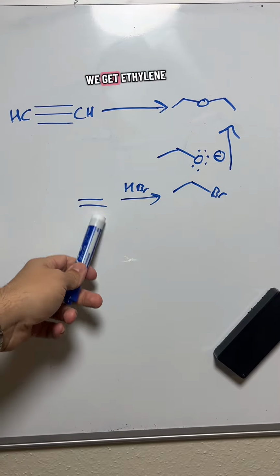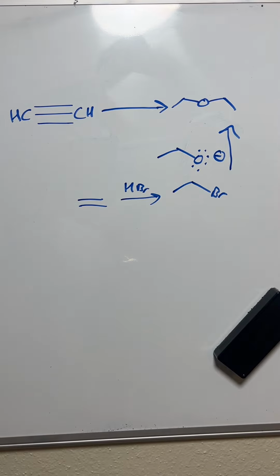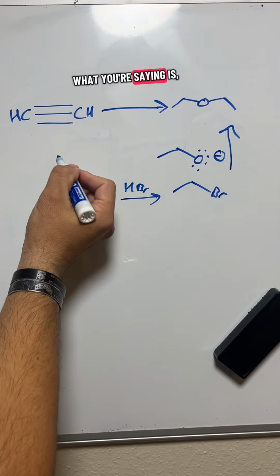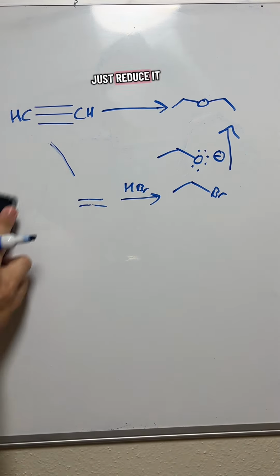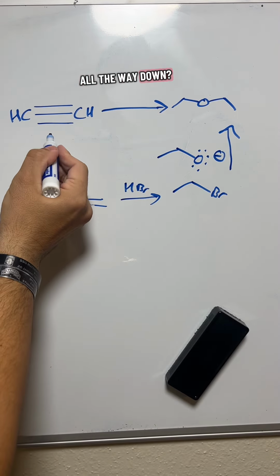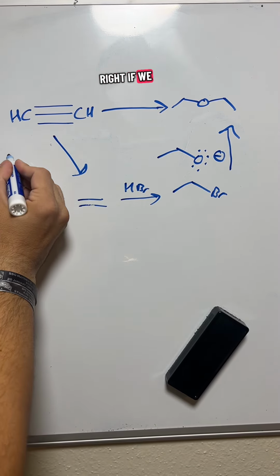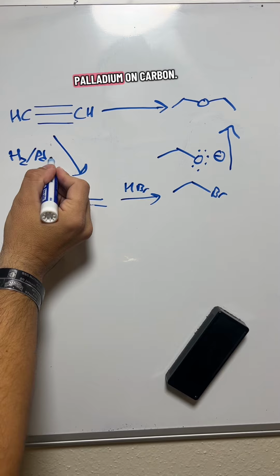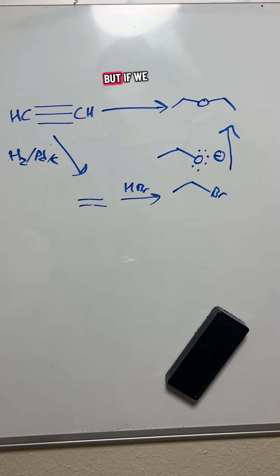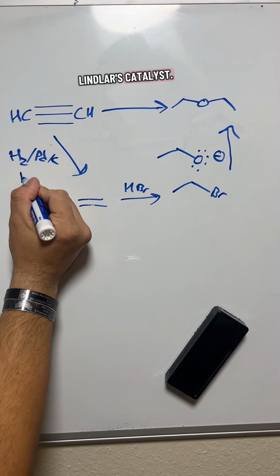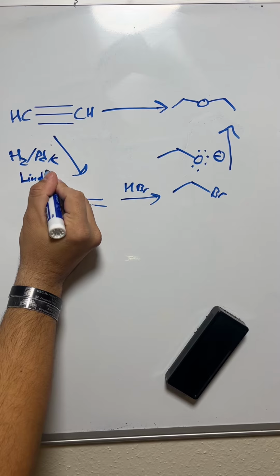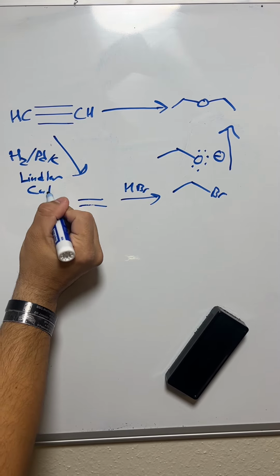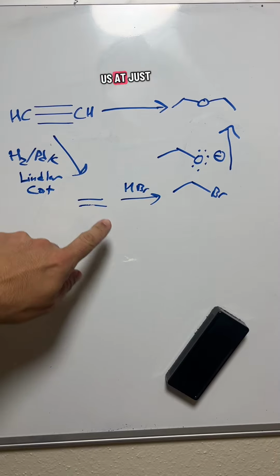Now, how do we get ethylene from acetylene? Well, we can do a hydrogenation, and I know what you're saying: won't hydrogenation just reduce it all the way down? And yeah, you would be right if we just did H2 and palladium on carbon. But if we use a poisoned catalyst, say like Lindlar's catalyst, that'll stop us at just the alkene.